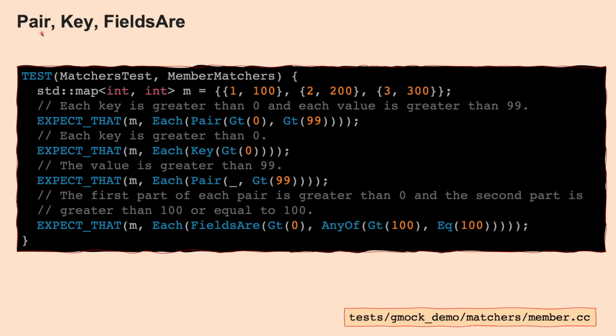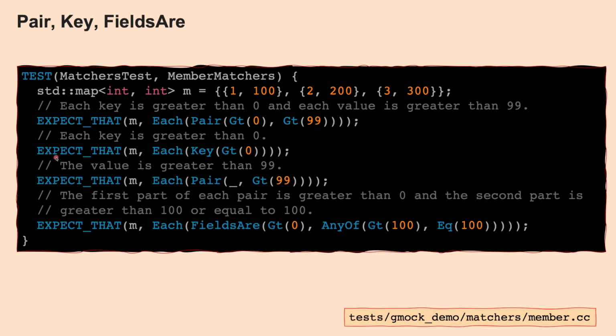Member matchers are used when you want to talk about members of a container or an object. Let's see an example in which we talk about pair, key, and fields are matchers. Suppose I have a map of integer to an integer whose values are these pairs. And remember, each element inside a map is of type std pair. Now, in the first statement, I'm saying expect that each item inside M is a pair whose first part is greater than 0 and the second part is greater than 99. So notice that for each pair, I can say the first part is greater than 0 and then the second part is greater than 99.